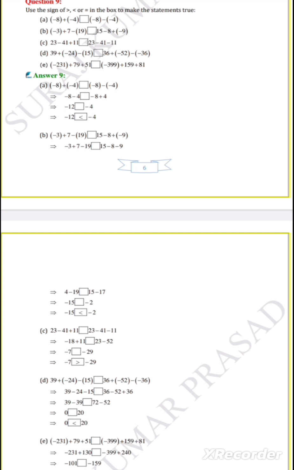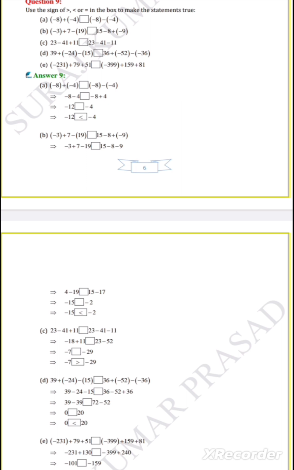Fourth statement, 39 plus minus 24 minus plus 15. And other side 36 plus minus 52 minus of minus 36. 39 minus 24 minus 15 and 36 minus 52 plus 36. 39 minus 39 and 72 minus 52. 0 and 20. 0 is less than 20, so let's write less than symbol there.